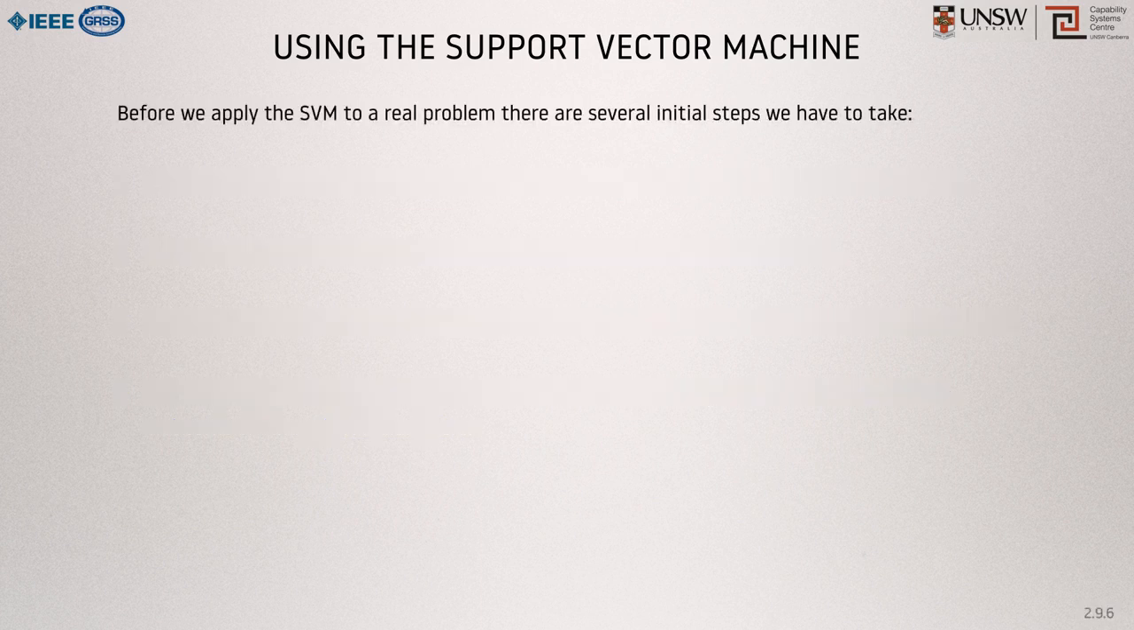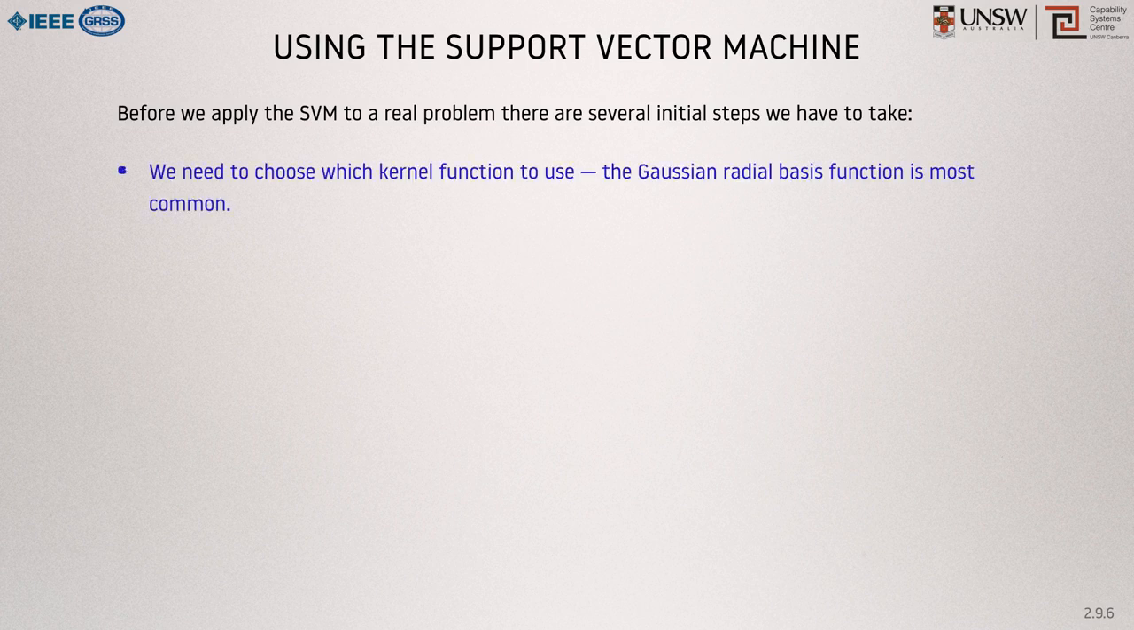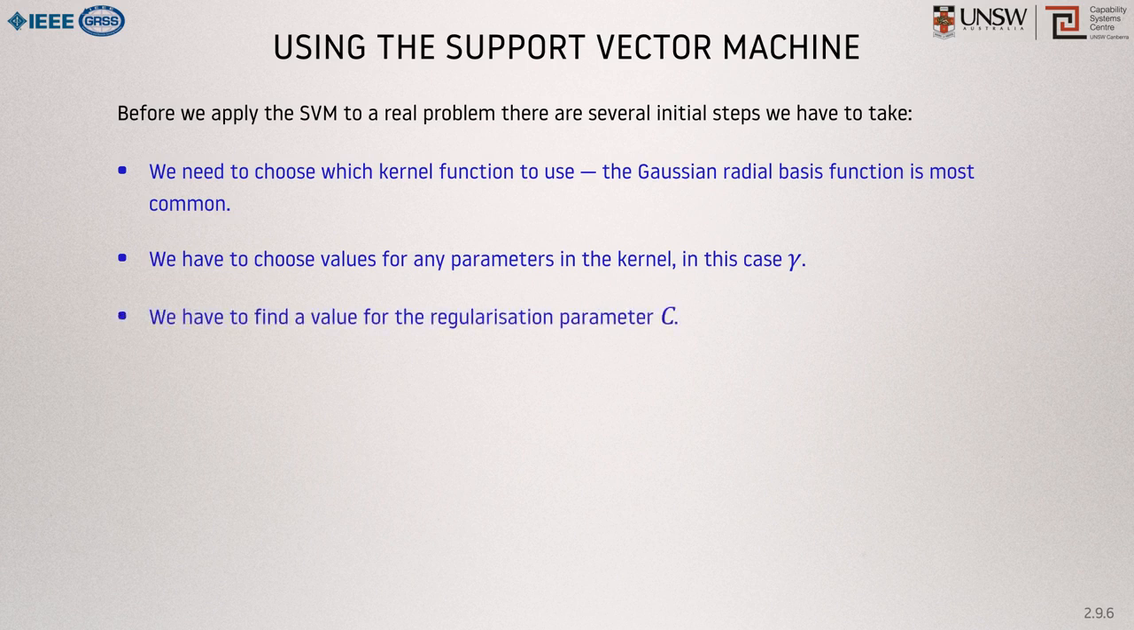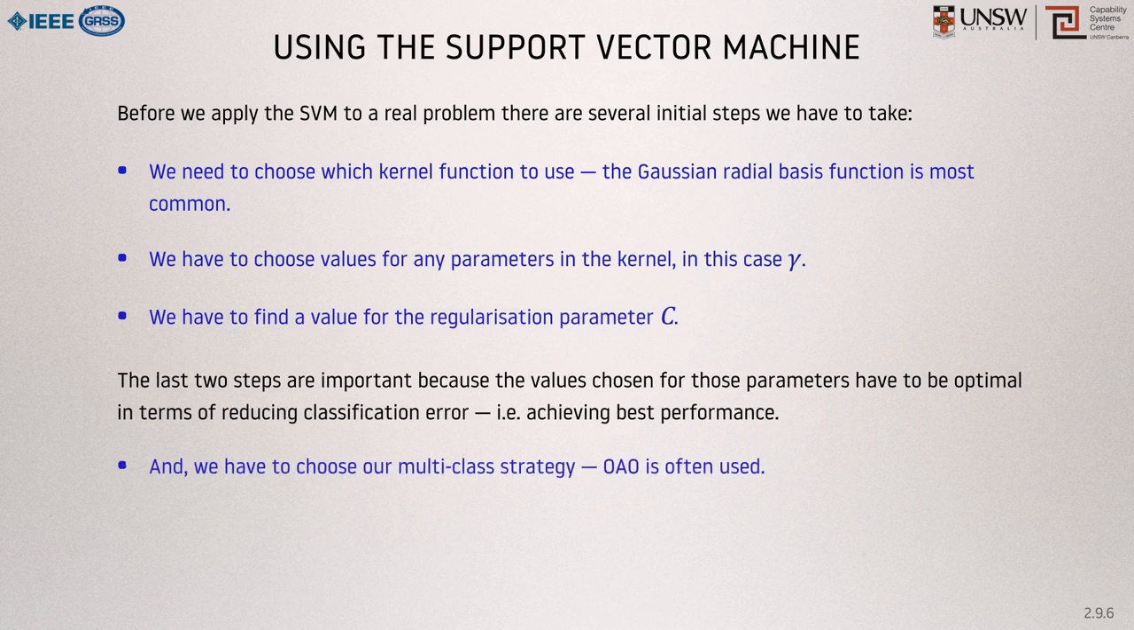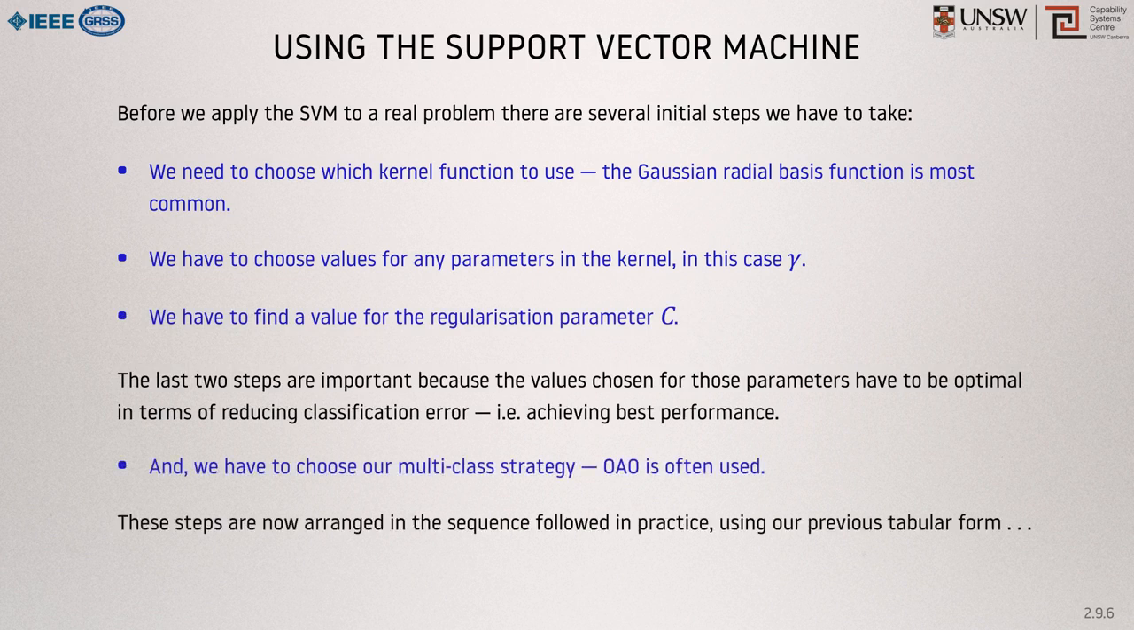There are a number of decisions that must be taken by the user before applying the support vector machine to real remote sensing classification problems. Effectively, we have to choose the multi-class strategy to be used and the kernel. We then have to implement some process to find the best value for the kernel parameter and for the regularization parameter C. In the next slide, we put these steps into the overall classification methodology we outlined in the case of the maximum likelihood and minimum distance classifiers.